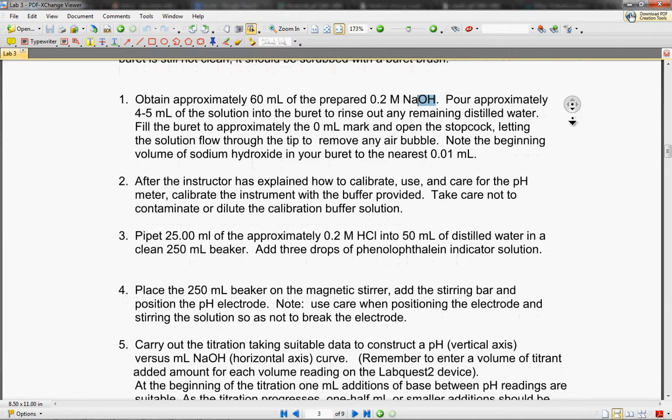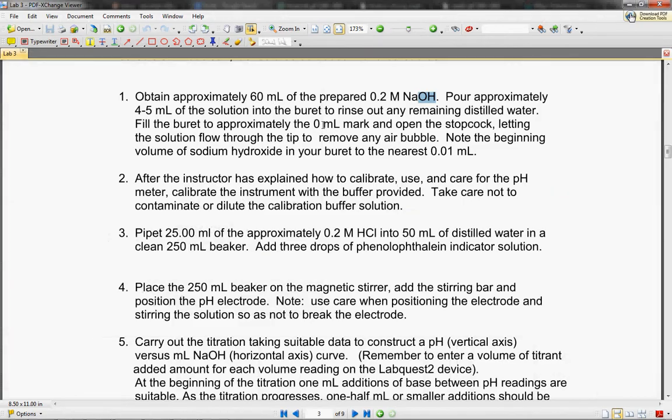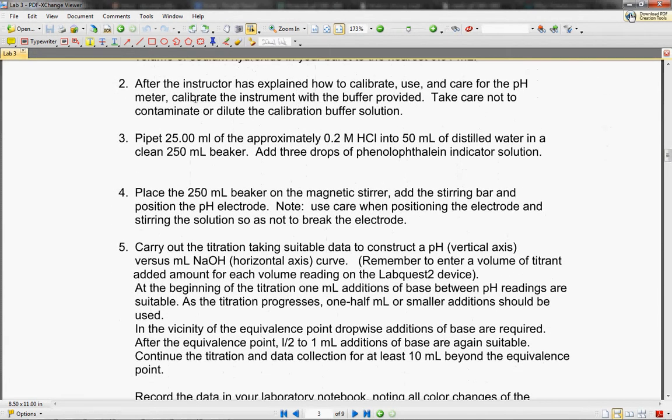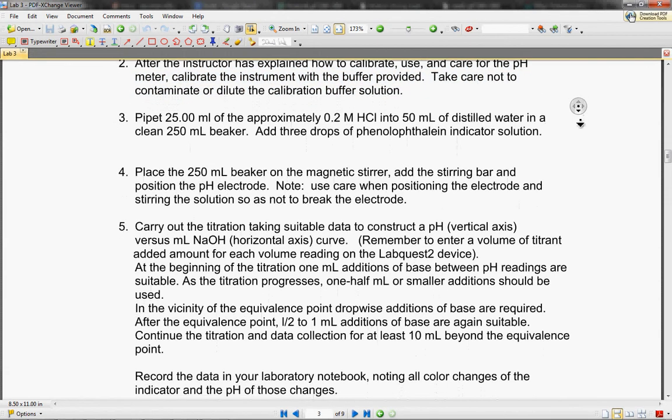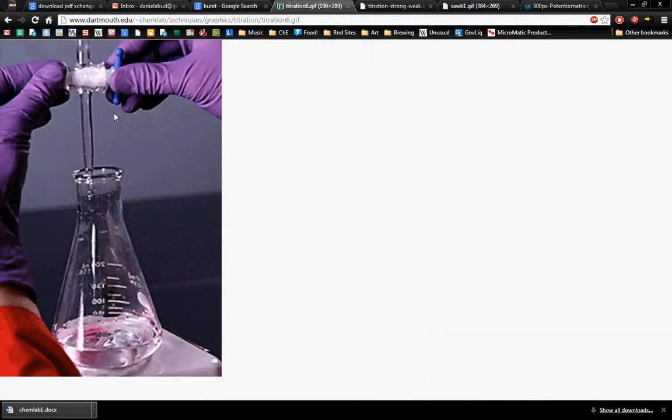So essentially, you're going to fill up this whole thing with sodium hydroxide, and you're going to rinse out pretty much everything you use. You're going to want to clean out with whatever solution you're going to be using, and I'm going to teach you how to take the pH measurements and how to calibrate the LabQuest, and then you're essentially going to do what is pictured here. You're going to open this stopcock and pour a little bit of acid or base into an acid or base solution.